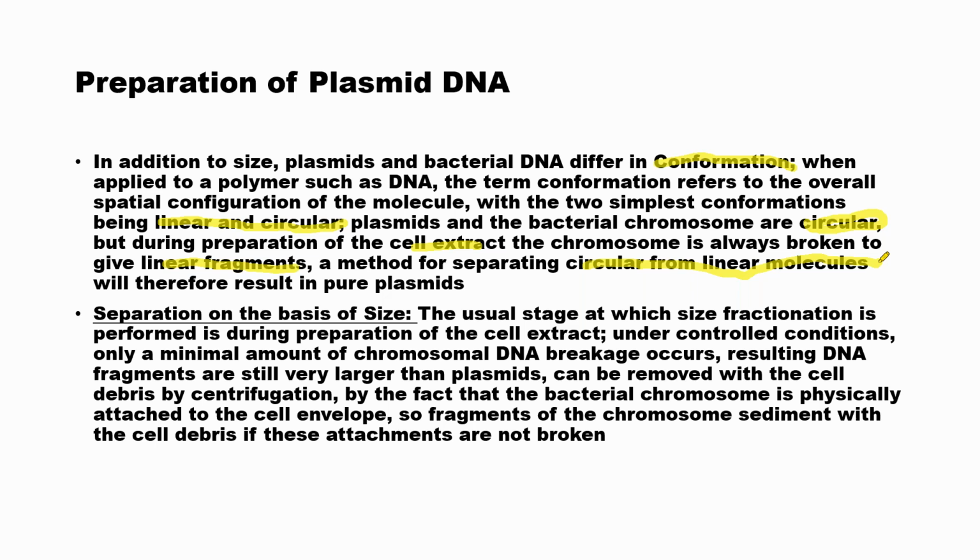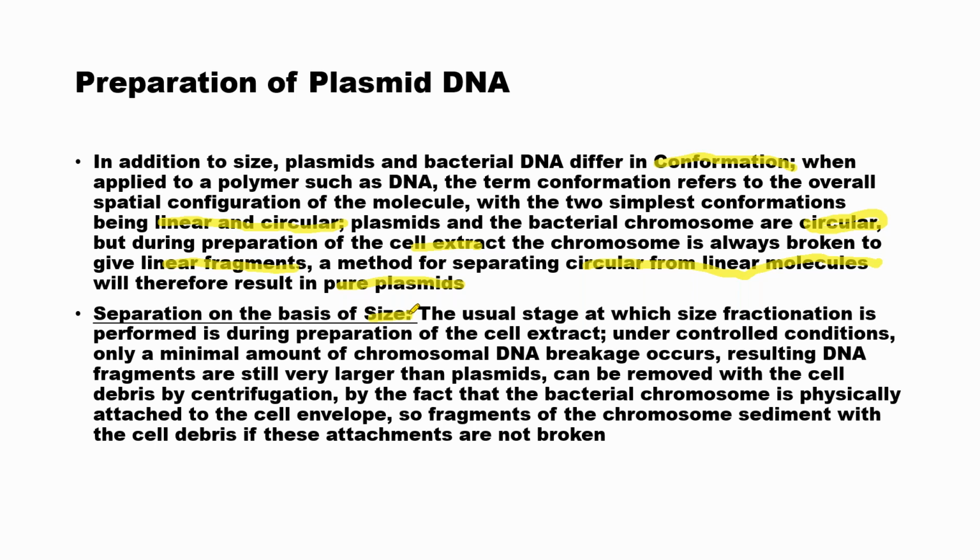So, if we are selecting a method for separation of circular DNA from linear DNA, definitely we will get pure circular plasmid DNA from broken linear chromosomal DNA. So that is another method. Based on the size and based on the conformation, we can go for these techniques. Fine? Good. Now we are going one by one. First of all, separation based on size. How are we going to separate plasmids based on the size?